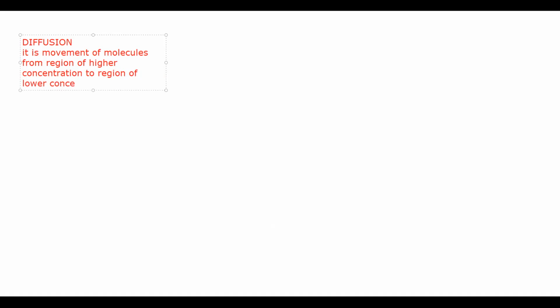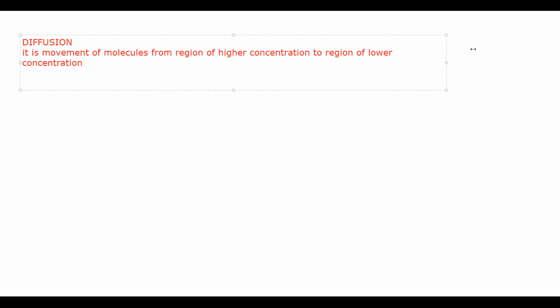Then diffusion. Diffusion is the movement of the molecules from a region of higher concentration to a region of lower concentration. So when the molecules move from a region of higher concentration to a region of lower concentration, we call this process diffusion.